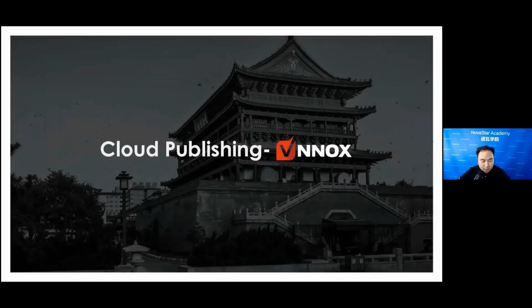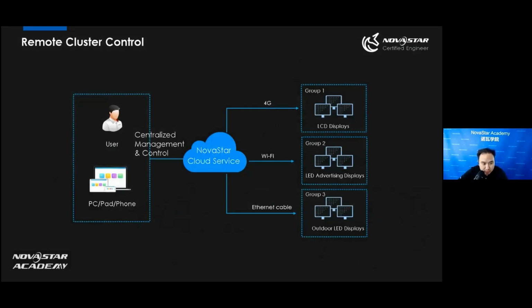Okay, we will go to the last part, the cloud publish Vnox. Here we can see the structure. We can use the PC, the pad, the phone to connect to the NovaStar Cloud service. And here are all the Taurus series cards. It can connect to the service by 4G, by Wi-Fi or the internet cable. And later we will show you how to use Vnox step by step.